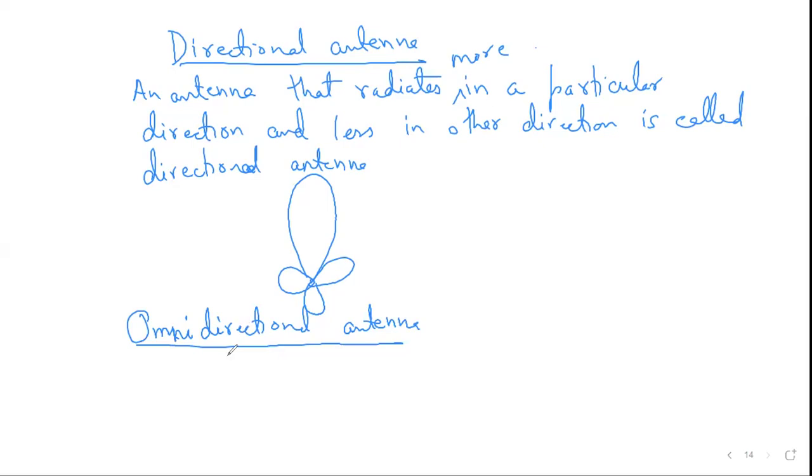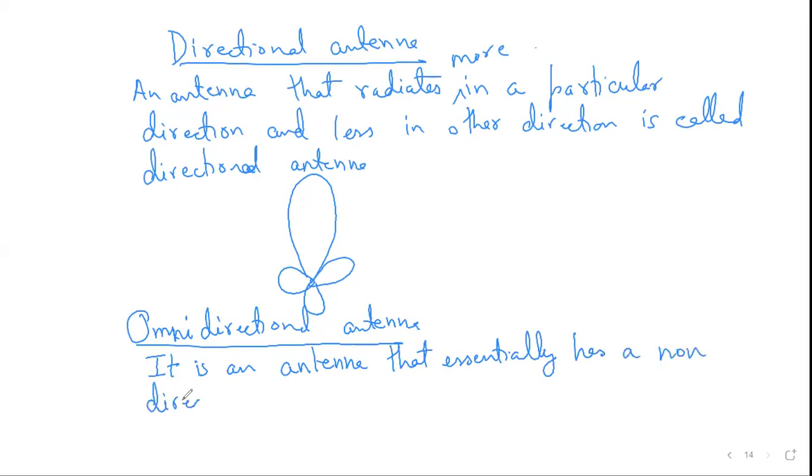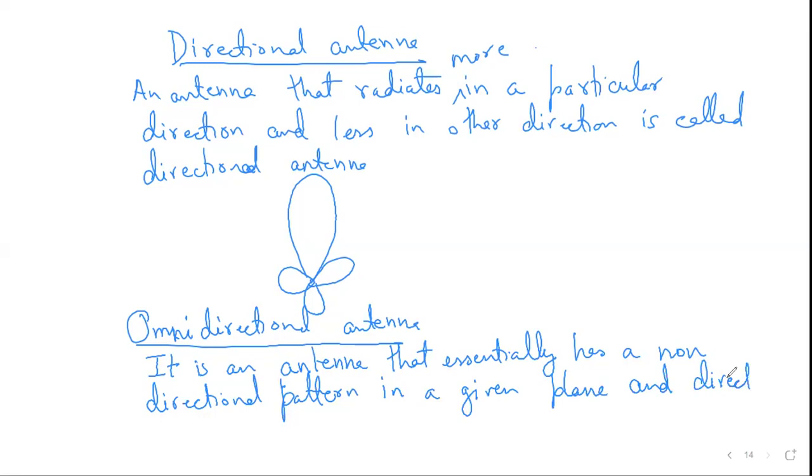Omnidirectional antenna. It is an antenna that essentially has a non-directional pattern in a given plane and a directional pattern in the orthogonal plane. Example: dipole.